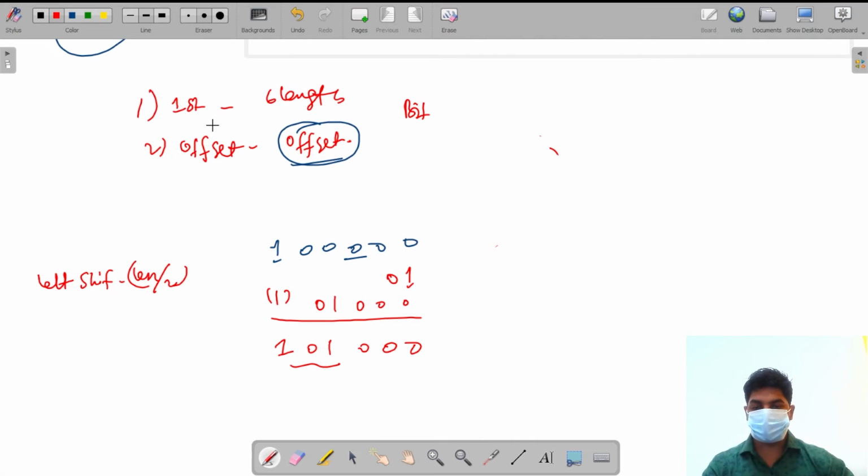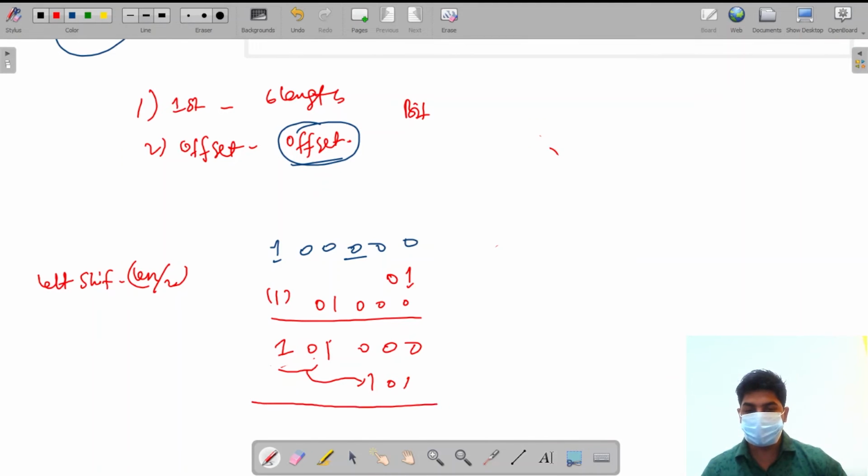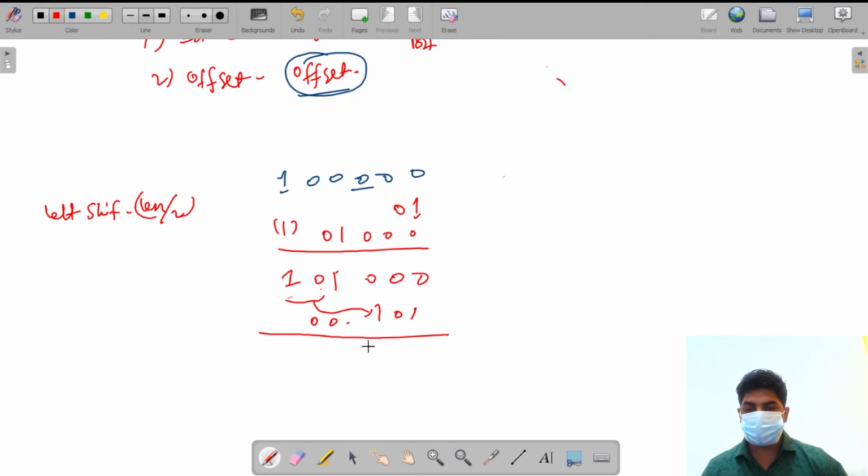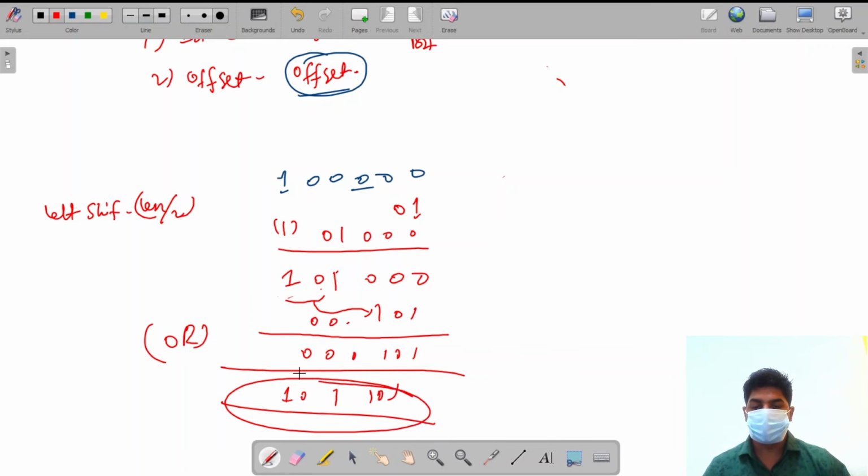After this, we got this 1 0 1. Now we want the reverse of 1 0 1 to be present over here, so it should be something like this. To make the reverse present over here, we'll first bring 1 0 1 to this location, 0 0 0. After that, we will reverse this number. Reverse of 1 0 1 will be 1 0 1 only. After that we'll perform the OR operation between these two, so it will get converted to 101101. So we'll get our answer.